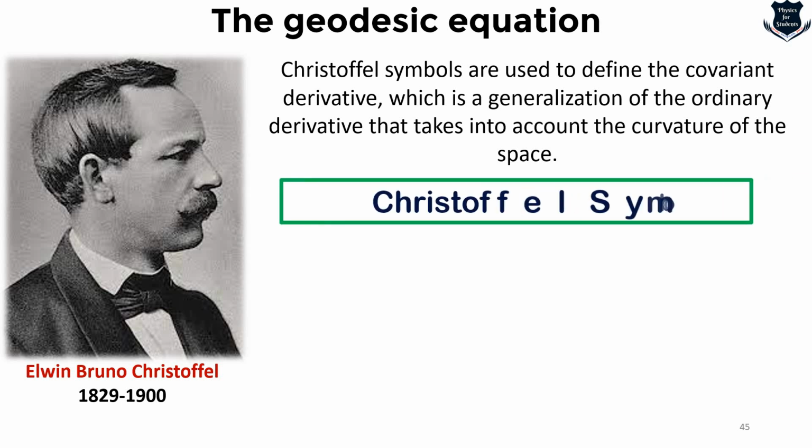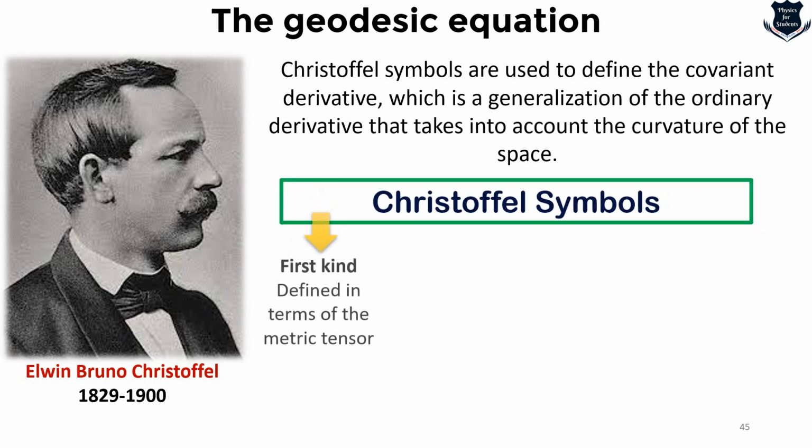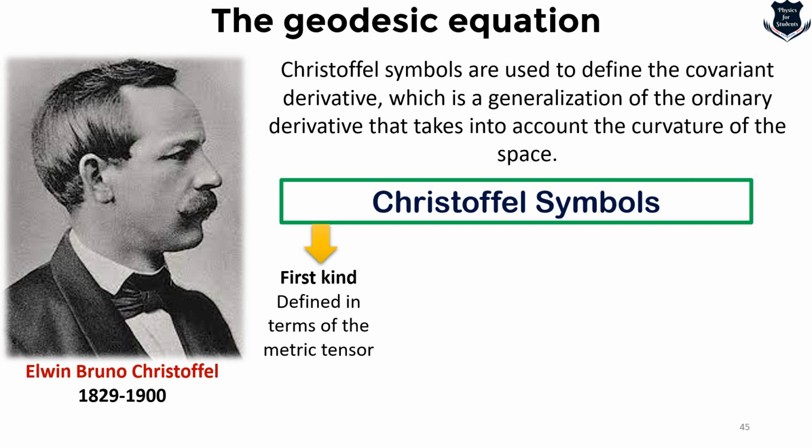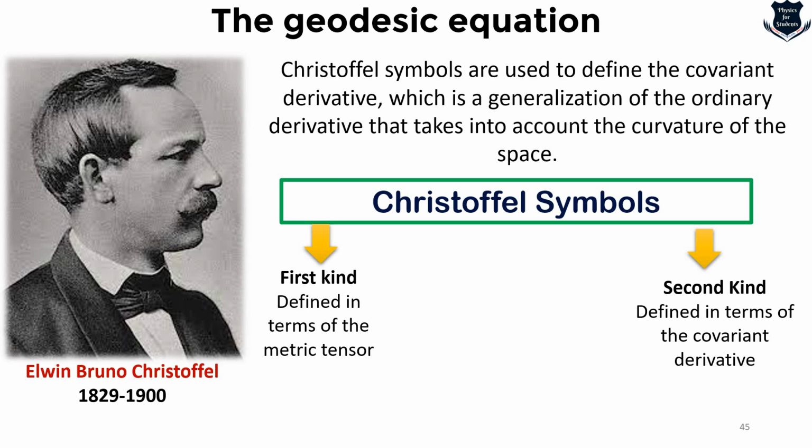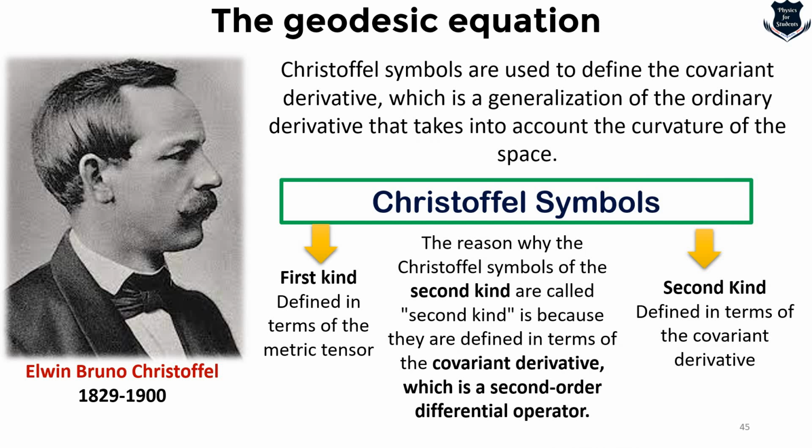So Christoffel symbols actually are of two kinds. The first one is called the first kind, which is defined in terms of the metric tensor G, which we will come to later, and the second kind is defined in terms of the covariant derivative, and that is why it is called a second order differential, because it is defined in terms of the covariant derivative, which is a second order differential operator.